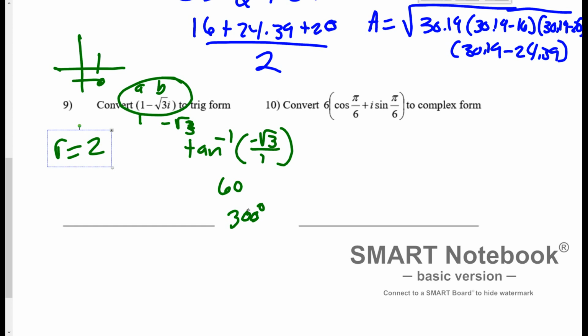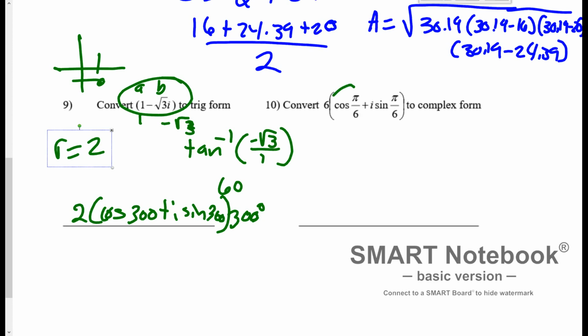Okay, and so then we can write it in trig form or polar form: our radius times cosine of 300 degrees or 5 pi thirds plus I sine of that same angle. And that's how I write it. Okay, convert to complex form or rectangular form. Either of those are the same.